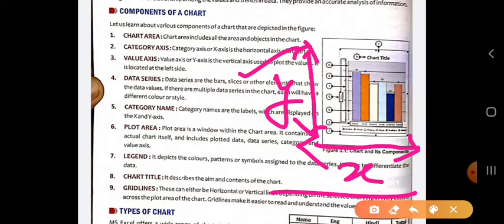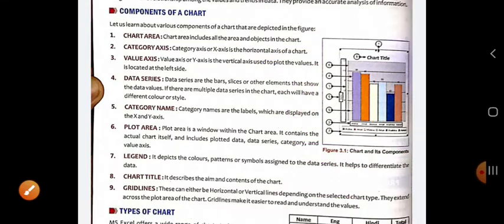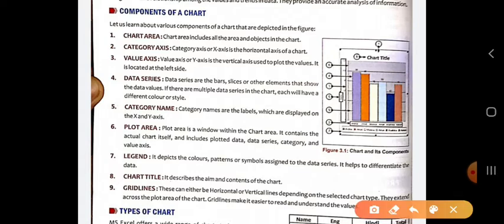Next one, data series. What is data series? Data series are the bars, slices or other elements that show the data values. If there are multiple data series in the chart, each will have a different color or style. So keep in mind, this is known as data series. These bars are known as data series and they are used to denote the particular condition of my data.